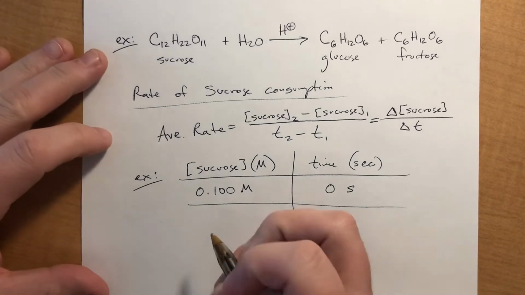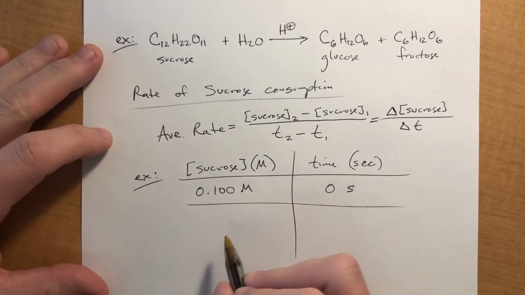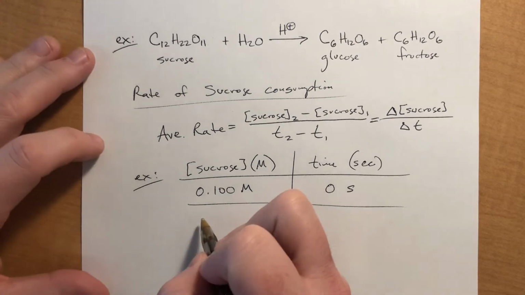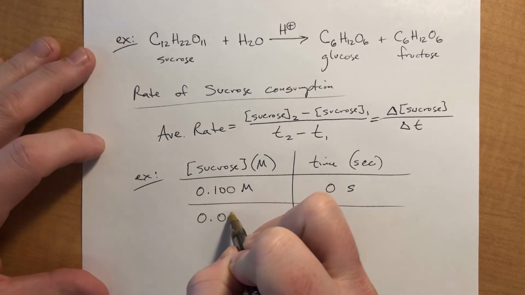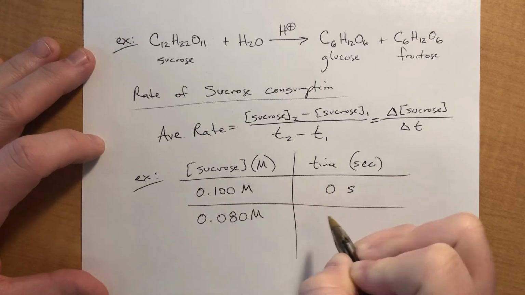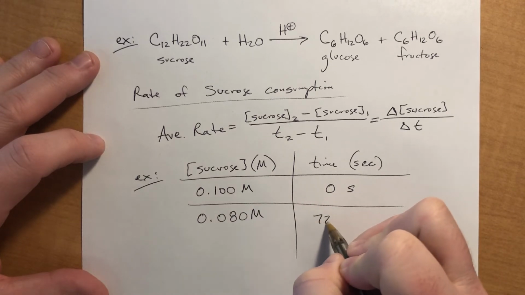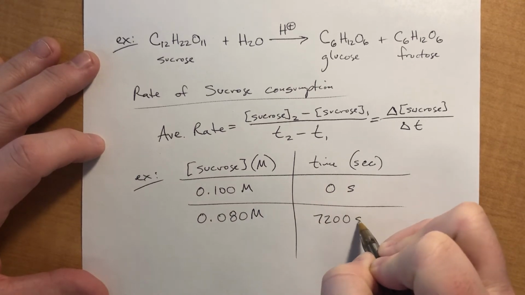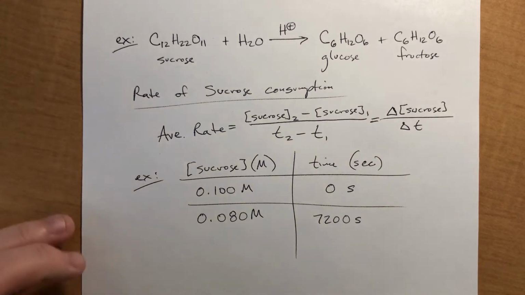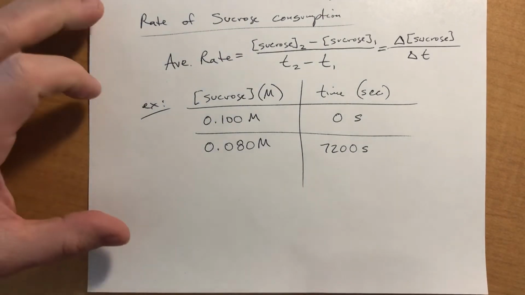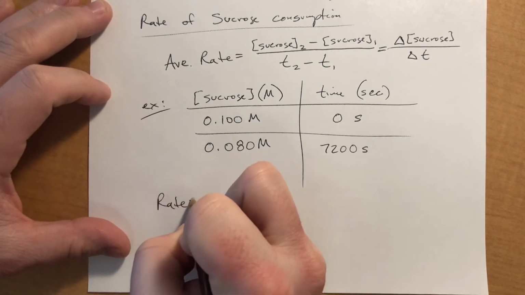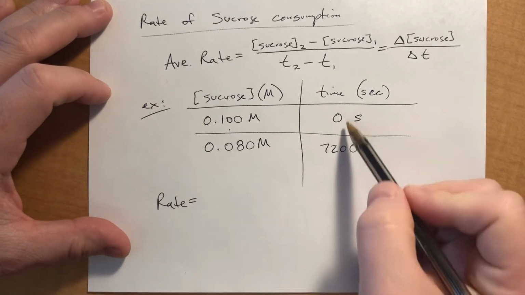Okay, so that's fine. The concentration, let's say it drops down to 0.080 molar, and let's say it takes 7,200 seconds. Okay, so our rate could basically be calculated as the change in this divided by the change in this.